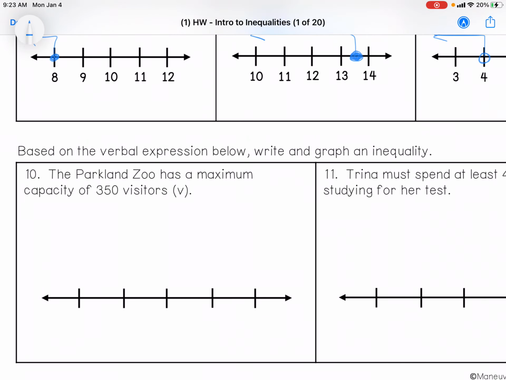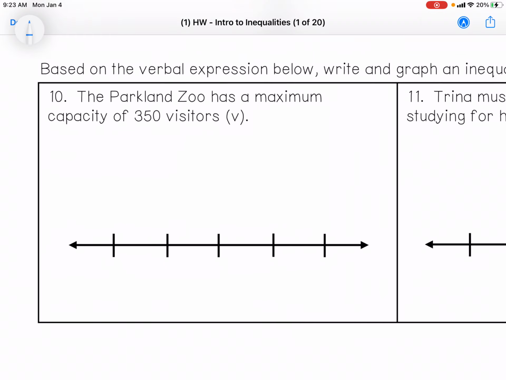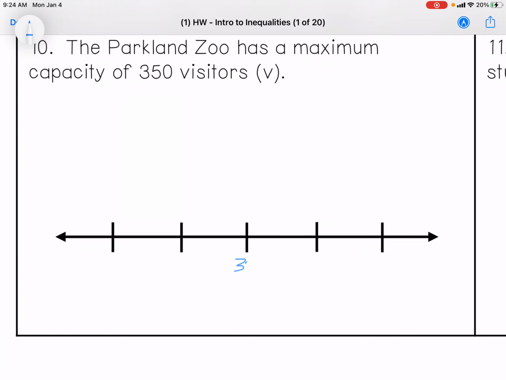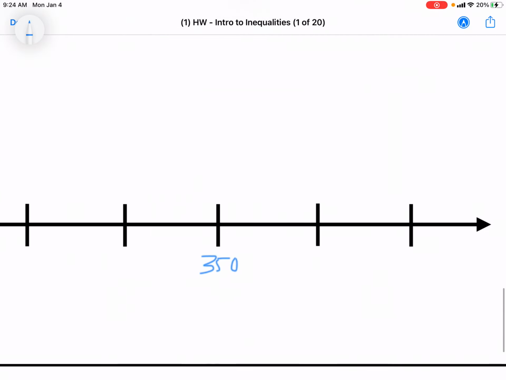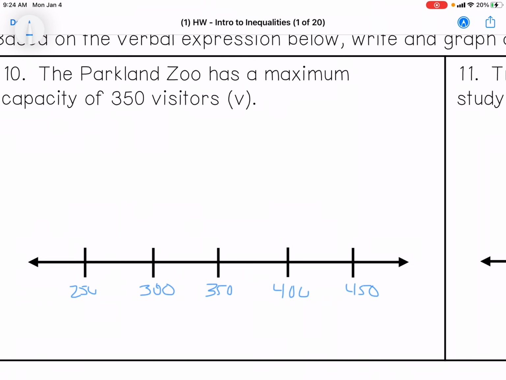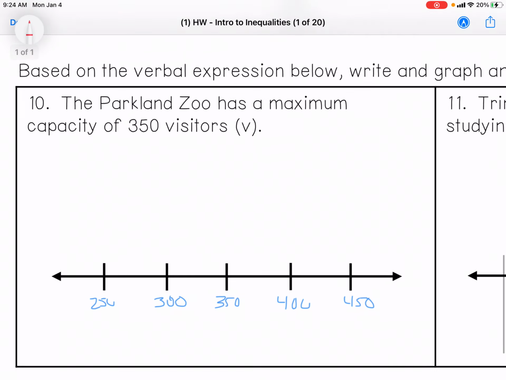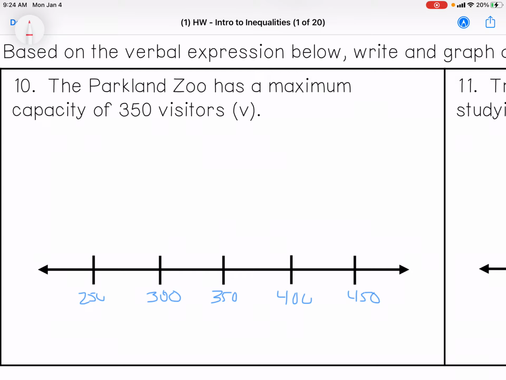Number 10. Based on the verbal expression below, write and graph the inequality. The Parkland Zoo has a maximum cap of 350 visitors. So let's go ahead and fill in our graph. Make this middle number 350. You can count by whatever you want. I'm going to count by 50s. You can count by ones. It doesn't matter. Let's count by 50s.